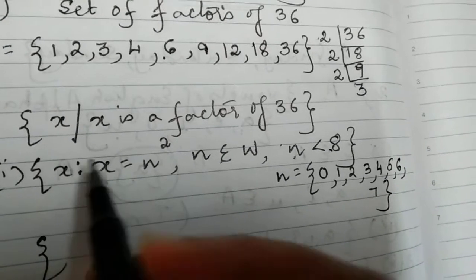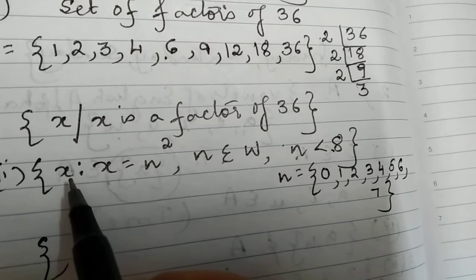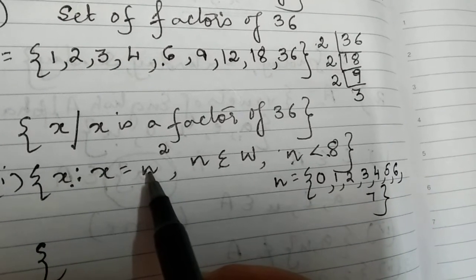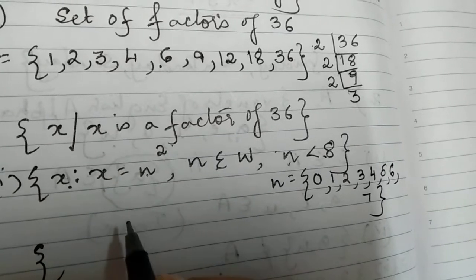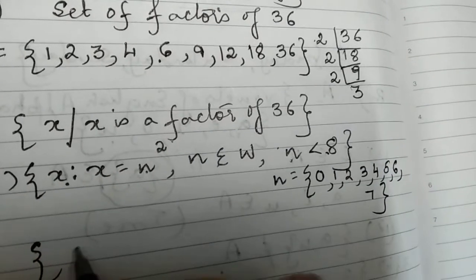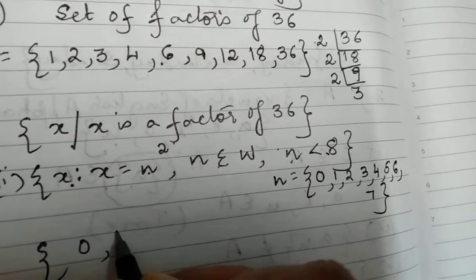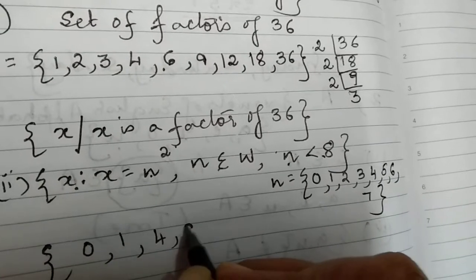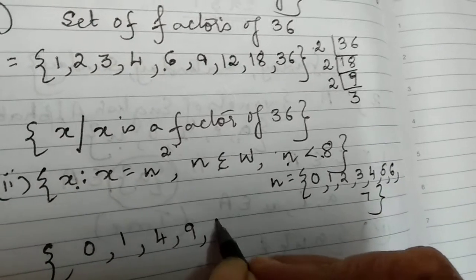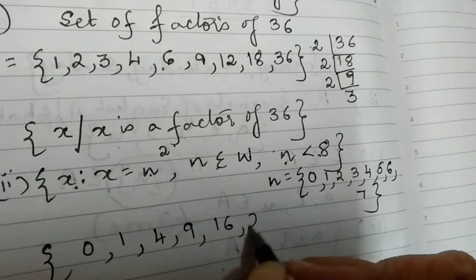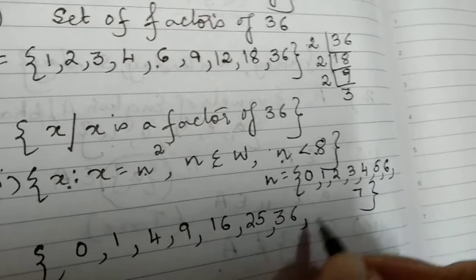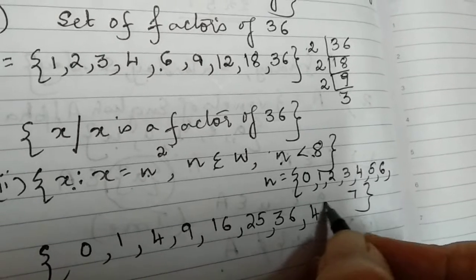Now, the set is comprising of the element x, where x is equal to square of n. So, square of 0 is 0, square of 1 is 1, square of 2 is 4, square of 3 is 9, square of 4 is 16, square of 5 is 25, square of 6 is 36, and square of 7 is 49. This is the tabular form.